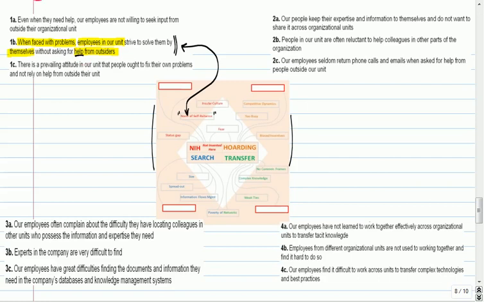Or if we take another question: our employees have not learned to work together effectively across organizational units to transfer tacit knowledge. Again, this would be an example of these collaboration barriers, namely the barrier of having to transfer complex knowledge, knowledge which cannot be simply put into a document, but requires conversations, requires working together.